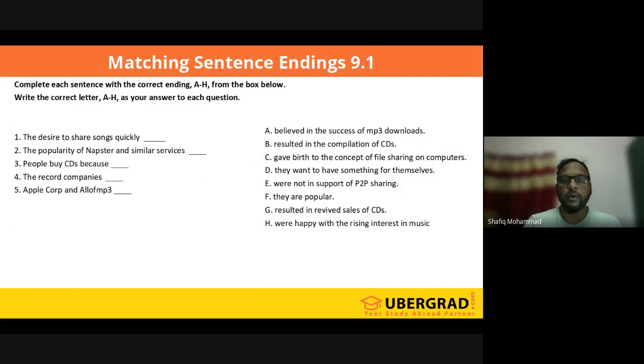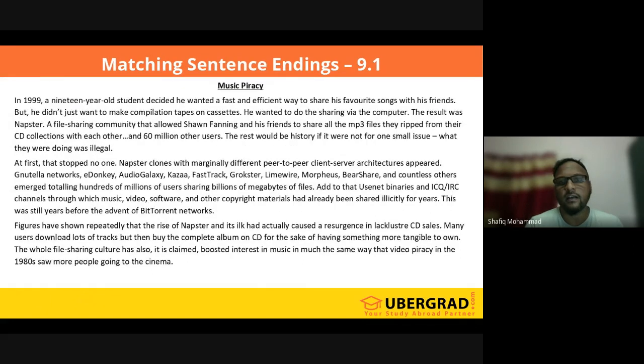So gave birth to the concept of file sharing. It should be C, guys, because here from MP3 files to the CD collections, right? So first of all, from the songs, these friends wanted to go to tapes, to the cassettes. Then they wanted to do some sharing via computer. So the answer is actually here. You can see.